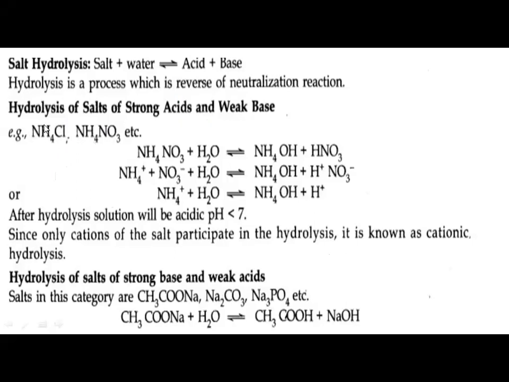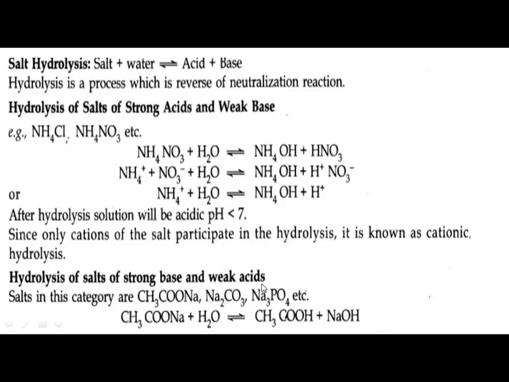NH4Cl, yes, and NH4NO3. So on hydrolysis, we get NH4OH, NH4+ and NO3−; H2O gives NH4OH. Yes, after hydrolysis, the solution will be acidic, pH will be less than 7. Since only the cations of the salt participate in the hydrolysis, it is known as cationic hydrolysis.